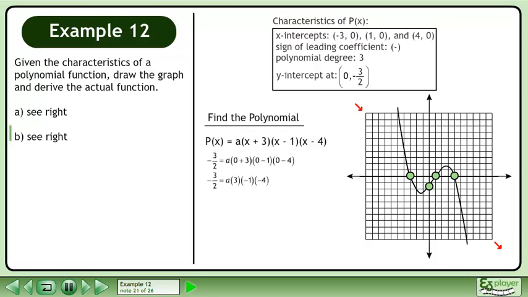Simplify. Simplify further. Cross-multiply. Divide both sides by -24 to isolate a. Reduce the fraction. The value of a is -1/8. The polynomial is p(x) equals -1/8 times (x + 3) times (x - 1) times (x - 4).